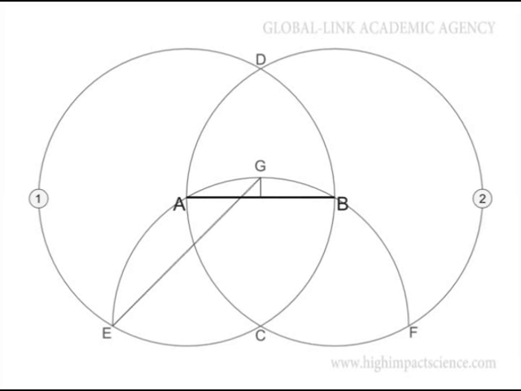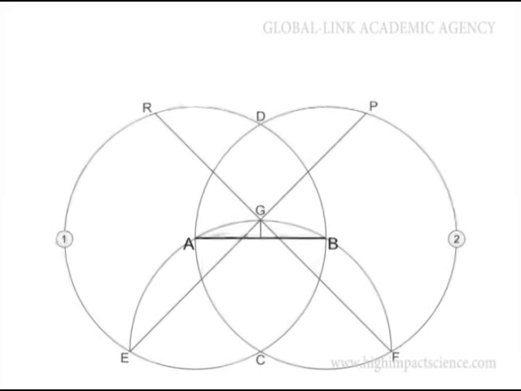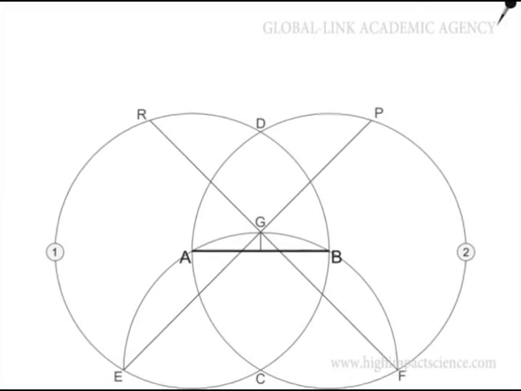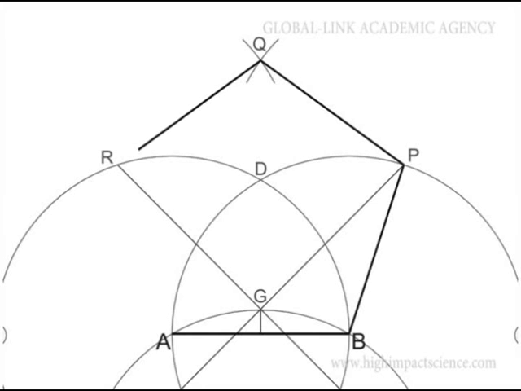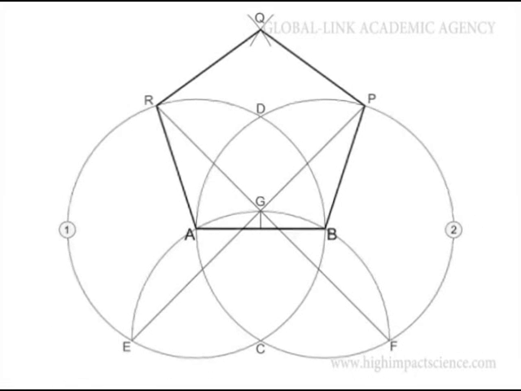Now draw line EG long enough to cut circle 2 at P. Equally, line EG is extended to cut circle 1 at R. With P and R as centers and AB as radius, draw two arcs intersecting each other at Q. Finally, draw the lines connecting these points to complete the pentagon.